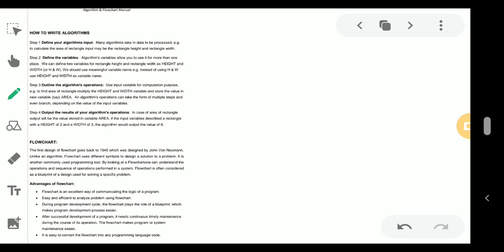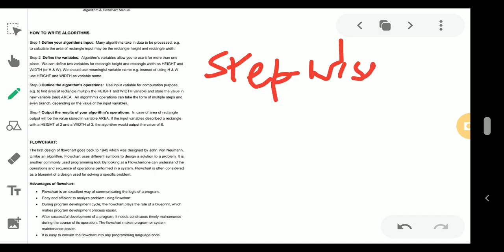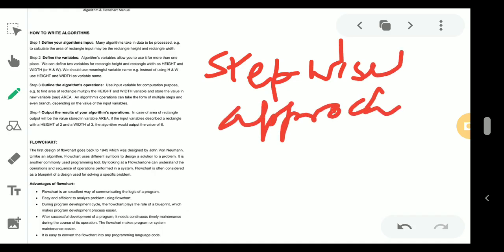Today we will learn, previously we have discussed what is an algorithm and what are the characteristics of an algorithm. Today we will discuss how to write algorithms. First thing, I have mentioned that it is a sequence of instruction set, so you have to follow the stepwise approach.